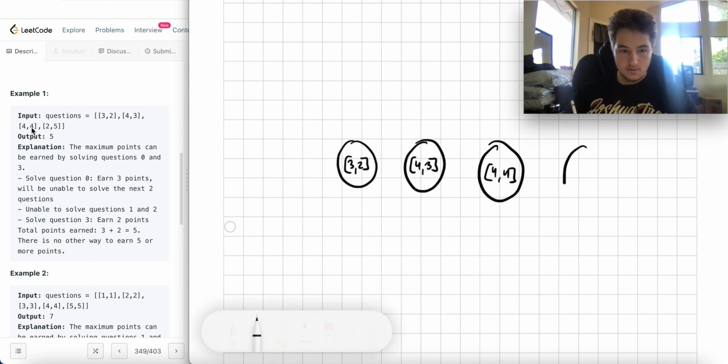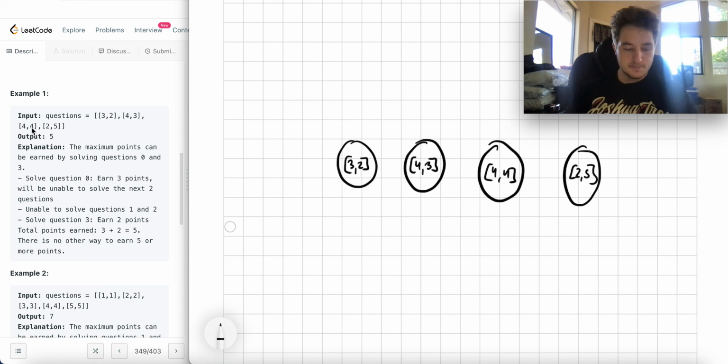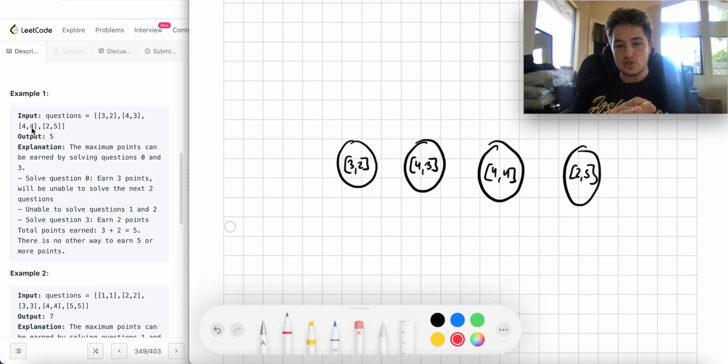4, 3, 4, 4. What comes next? 2, 5. Okay, so we have this simple situation where we have these 4 questions. Right, and then the way that this works is, well, you gather points if you do a question, but if you do that question, you have to skip subsequent problems, right?